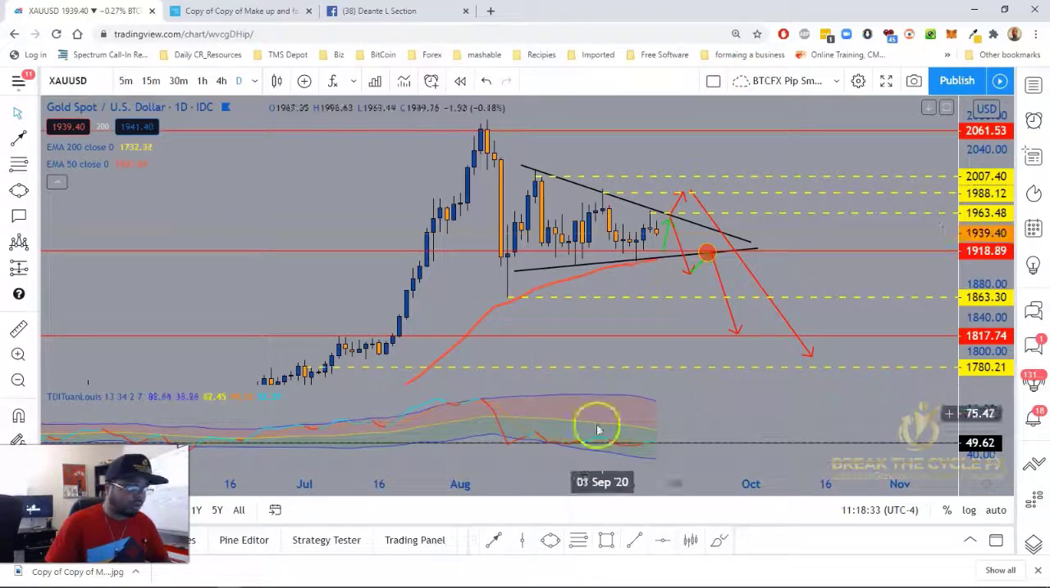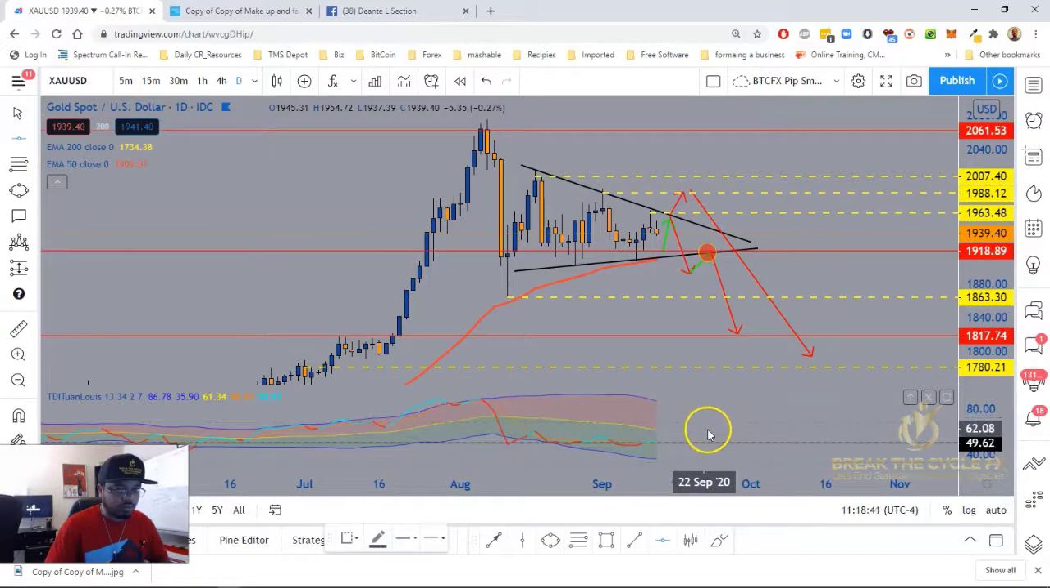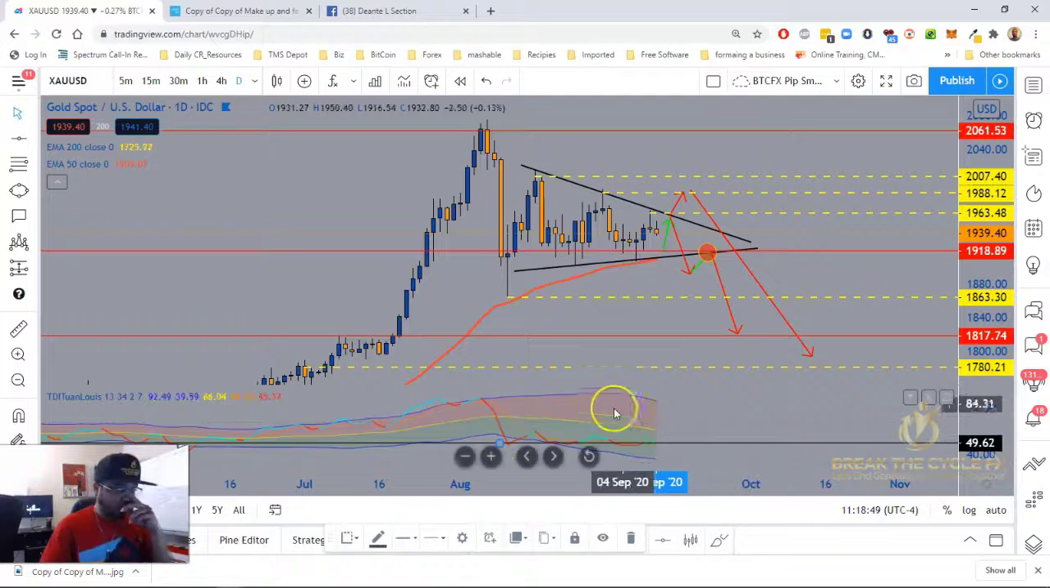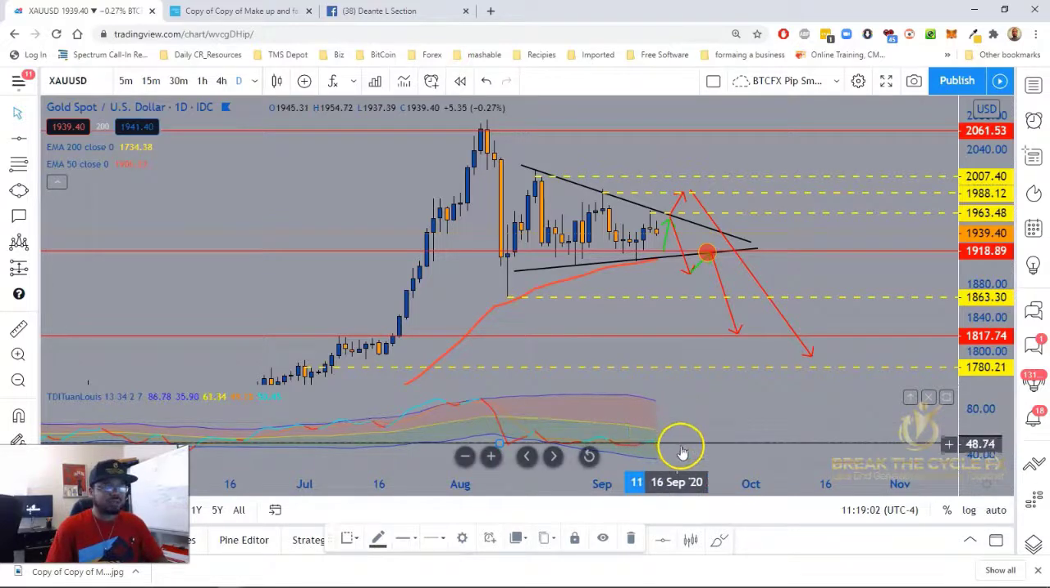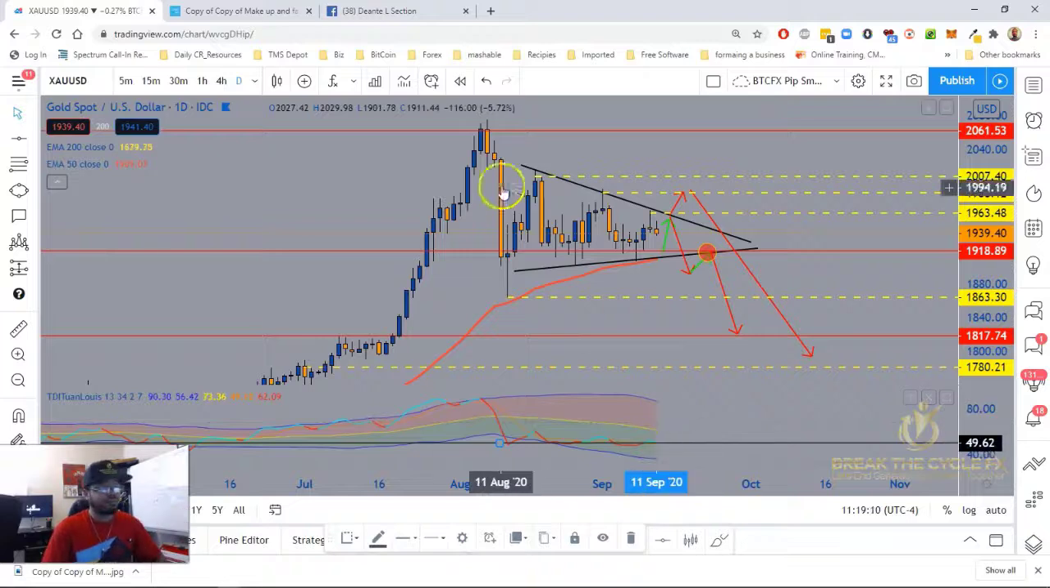Also, if you see our TDI, let me mark out the 50 static here. Okay, it's a little bit too far down, but here we go. So we got the 50 static here. And price is right on the 50 static, as well as the market sentiment on the TDI is still above the 50 static. So at the moment, this is still a little bit bullish. Once this market sentiment really crosses down below the 50 static on the TDI, then we'll notice that price will be falling. All right.